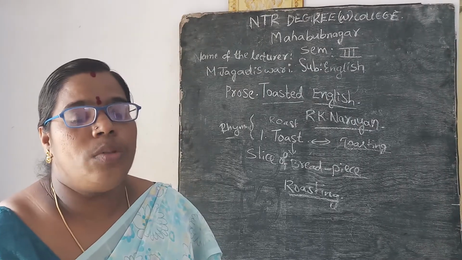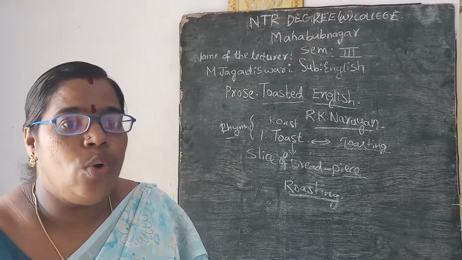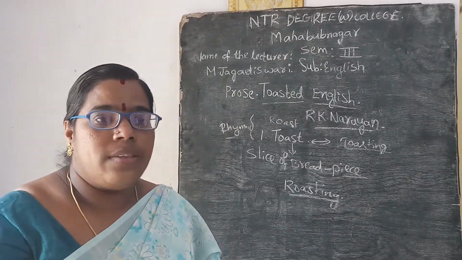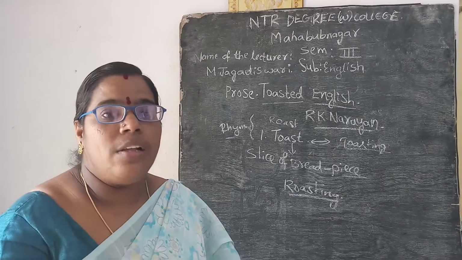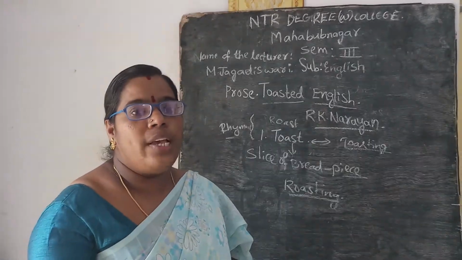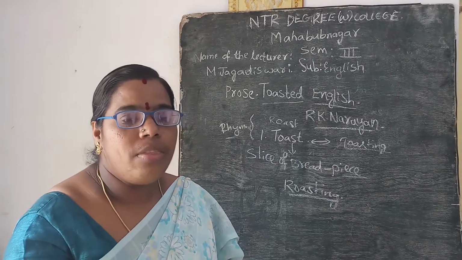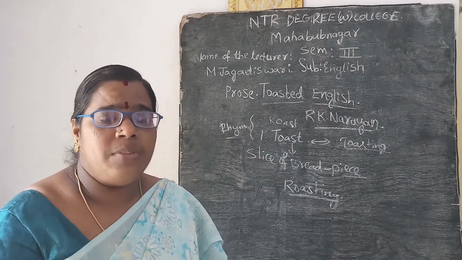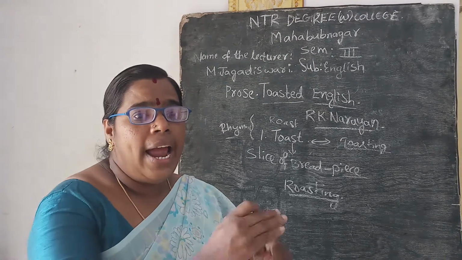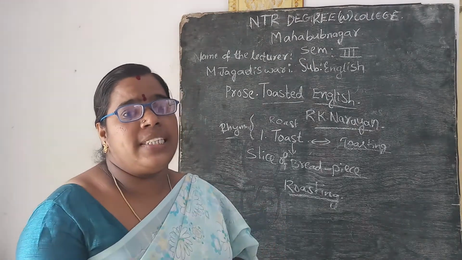So the person who is able to slice the bread can be called a toastmaster, and we can also give a person the name toastmaster for slicing the bread. And what is a toastmasters club?